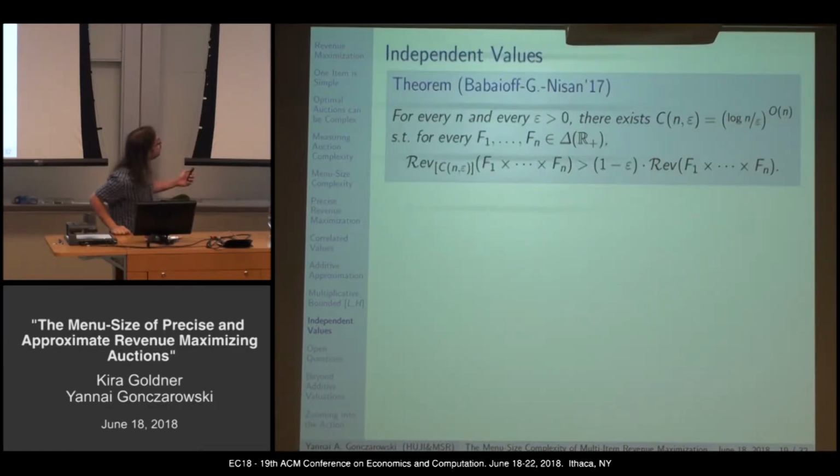So we're going to talk about independent values, and here's a theorem, for every n and every epsilon. So you tell me n and epsilon, the number of items and the maximal multiplicative loss you're willing to endure. For any distributions, and this isn't even dependent on a bound, these are unbounded distributions, the loss from this product distribution is going to be at most 1 over epsilon.